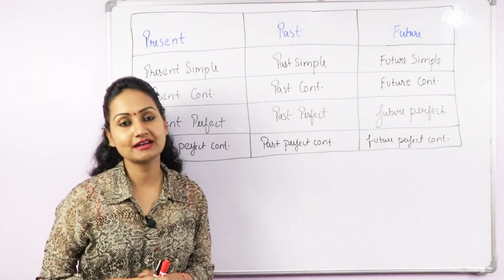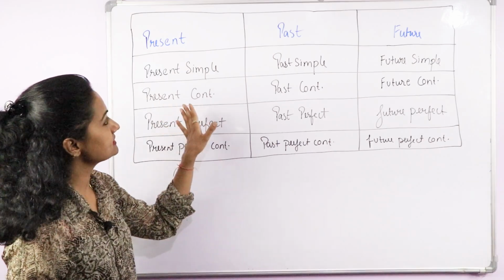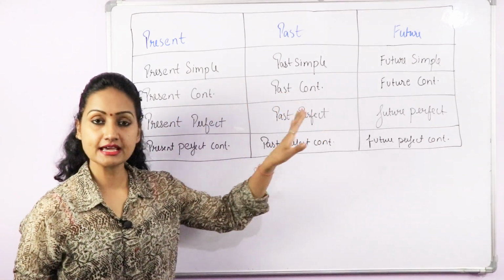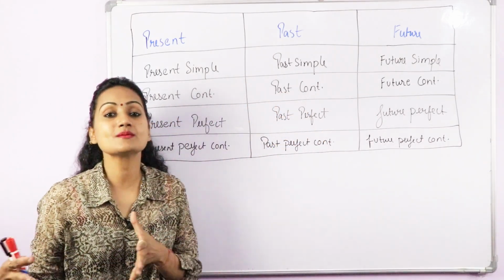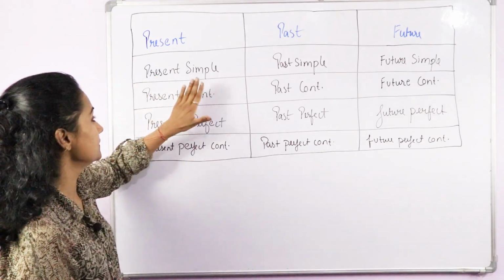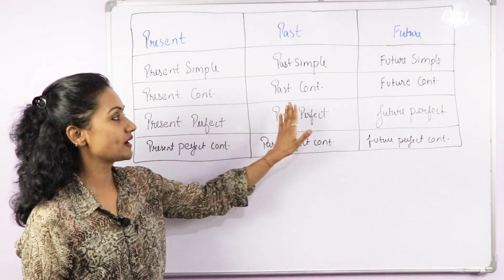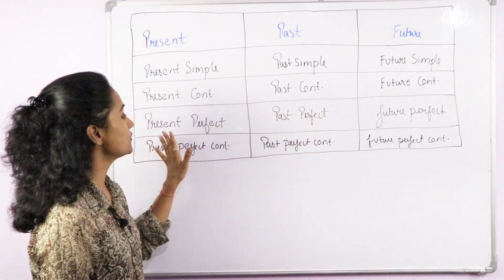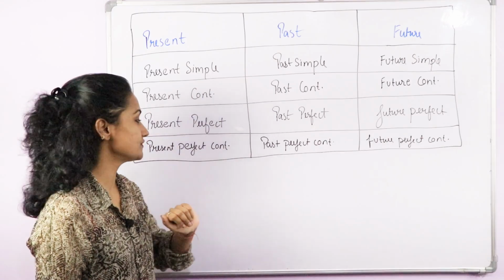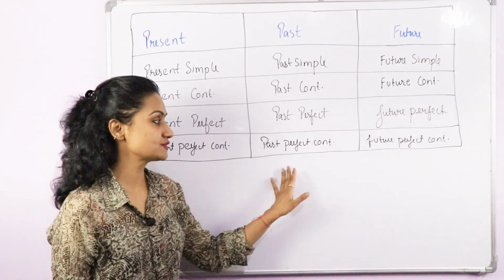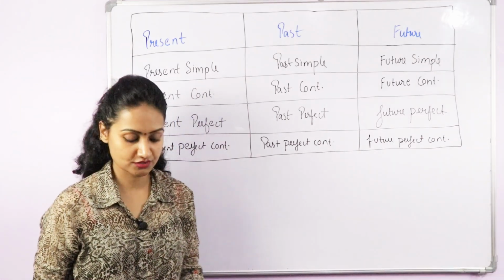We all know that there are three types of tenses: present tense, past tense and future tense. And further, they have four subcategories: present simple, past simple, future simple, present continuous, past continuous, future continuous, present perfect, past perfect, future perfect, present perfect continuous, past perfect continuous and future perfect continuous.